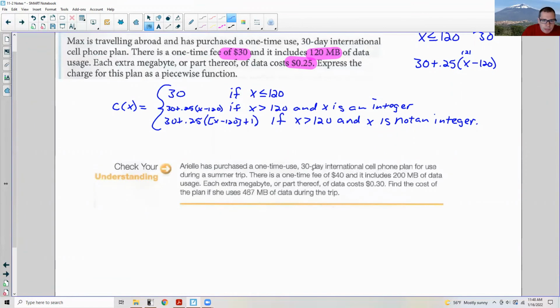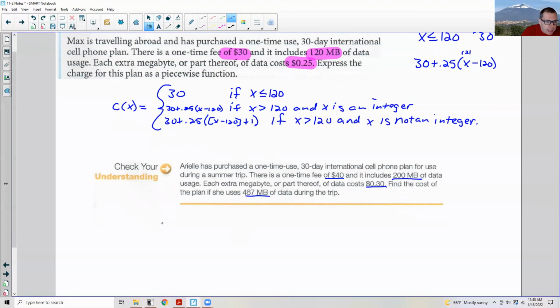Ariel has purchased a one-time use 30-day international cell phone plan for use during a summer trip. There's a one-time fee of $40 and it includes 200 megs of data. Each extra megabyte or part thereof costs 30 cents. Find the cost of the plan if she uses 467 megabytes of data during the trip. So we're going to use our piecewise function here. And so she used 467 megs. So what we have to do here is we're going to use the middle one here because she hasn't used more than a gig. And so it's 467 megabytes of data.